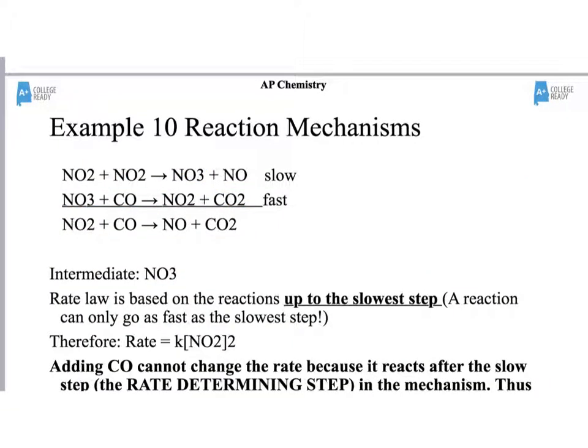Well, there we go. The first one is the slow step. And since the first one is the slow step, then this dictates the rate law. And we know the rate law is based on the slow step. So the rate is equal to k times NO2 squared. Adding CO can't change the rate. Why? Because it's after the slow step, the rate determining step. So adding CO isn't going to make this reaction go any faster because it's past the rate determining step.